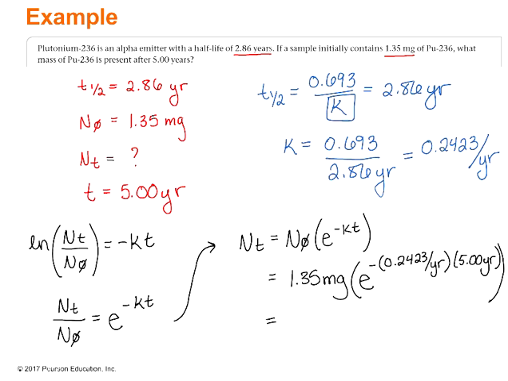All right, and then all we have to do is plug that into our calculator. And you can do this in steps if you want. So for instance, you could multiply 0.2423 by 5, figure out what that is, and then take e to the negative of that value, and then multiply that whole thing by 1.35. And that might help you reduce errors that could occur. So remember, you can always go step by step.